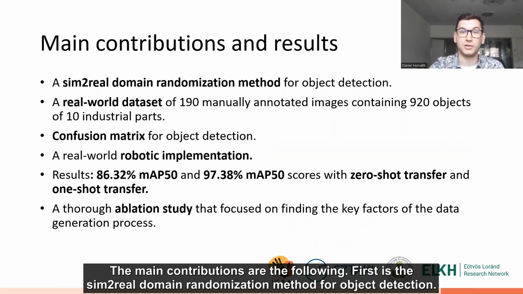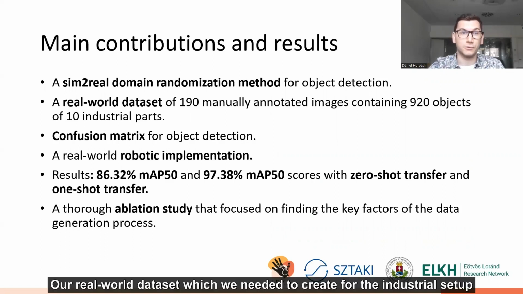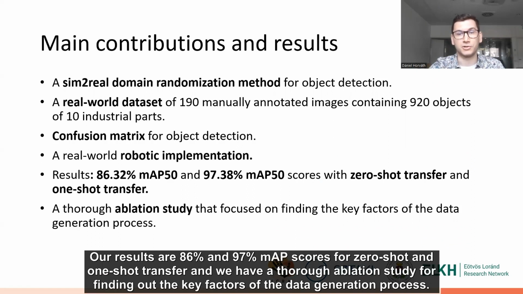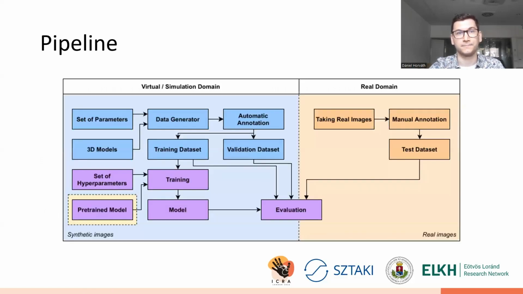First is the Sim2Real domain randomization method. And for object detection, our real-world data set, which we needed to create for the industrial setup, a confusion matrix which was tailored to object detection, and the real robotic implementation. Our results are 86% and 97% mAP score for zero-shot transfer and one-shot transfer. And we have a thorough ablation study for finding out the key factors of the data generation process.